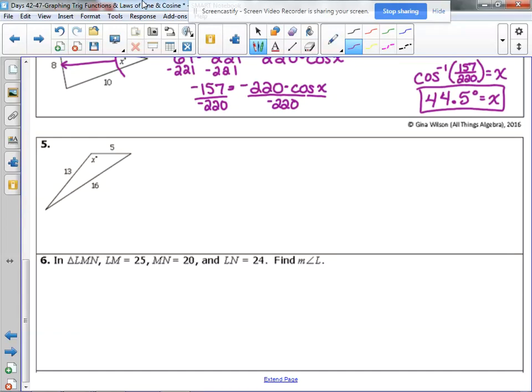Let's look at number 5. Again, when we're setting this up, we need to set up the side opposite the angle that we are looking for. 16 squared is equal to 5 squared plus 13 squared minus 2 times 5 times 13 times the cosine of x. We don't know what the angle is.